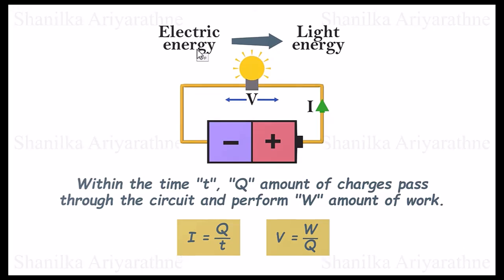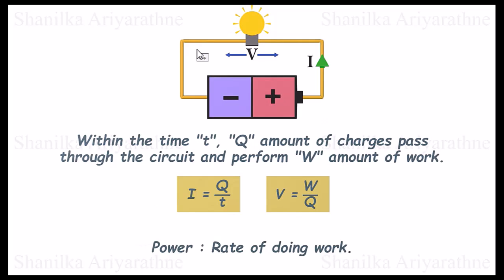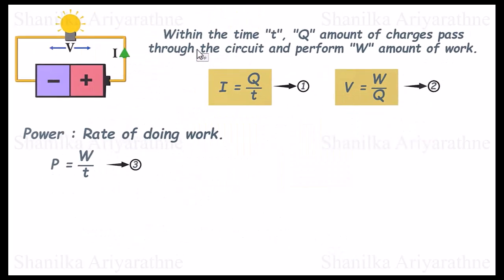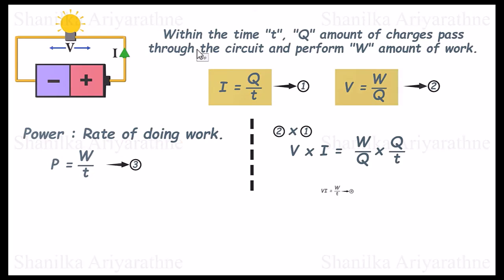In physics, we define power as the rate of doing work. Since W amount of work is done on the light bulb during time t, the power consumed by the light bulb is equal to W divided by t. Now we have three equations, but there are many variables. Let's try to simplify these and develop the relationship among power, voltage, and current using these equations. Let's multiply equations 1 and 2. We get that the voltage times current is equal to the work divided by time. This is our fourth equation.